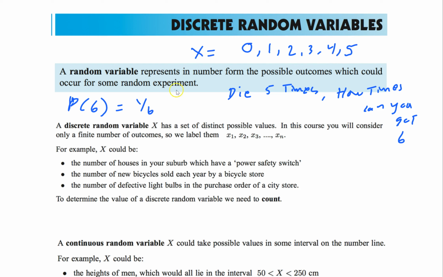Notice it's not, oh, odds of getting 6. It's saying, how many different ways could you get 6? Well, I could get it 0, 1, 2, 3, 4, 5 times. That's what we're going to be talking about. So it's a random variable because how many times we get 6 is random. That's kind of the idea.